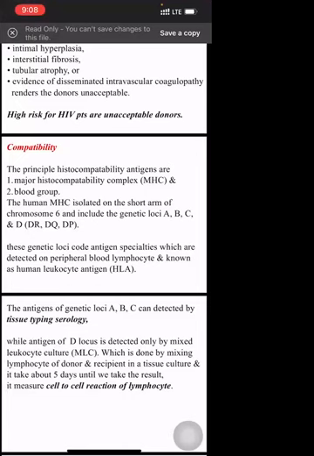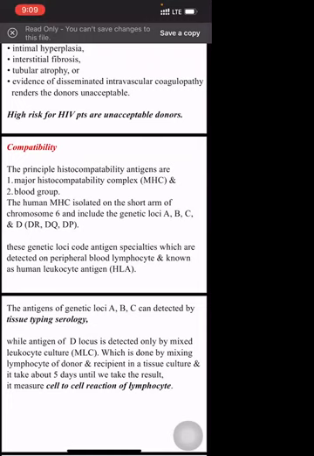The human major histocompatibility complex is located on the short arm of chromosome 6 and includes the genetic loci A, B, C, and D, DR, DQ, and DP. These genetic loci code antigen specificities which are detected on peripheral blood lymphocytes and known as human leukocyte antigen, or HLA.